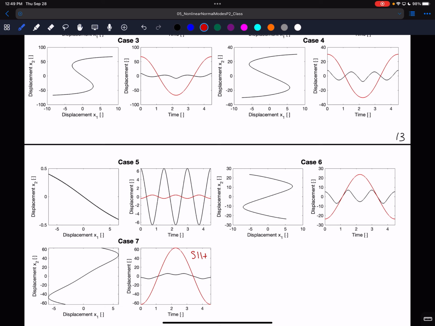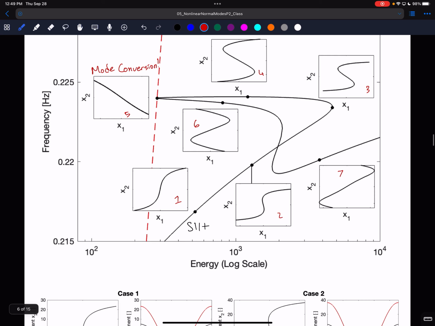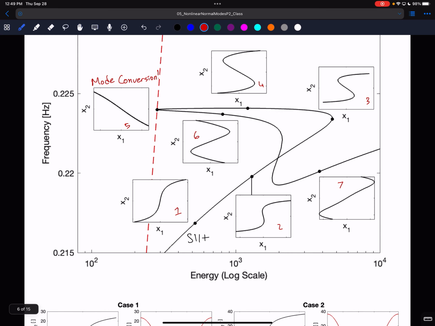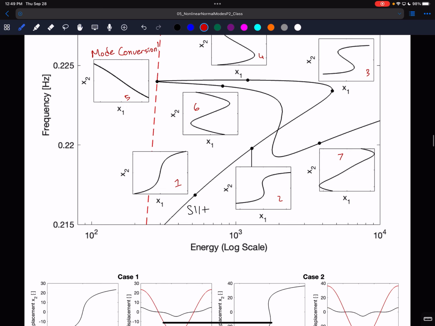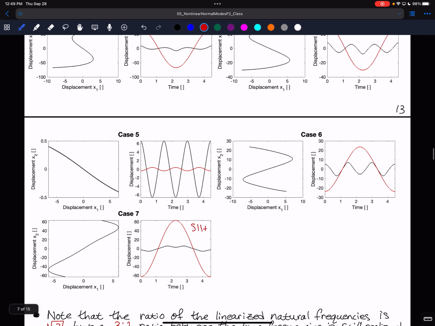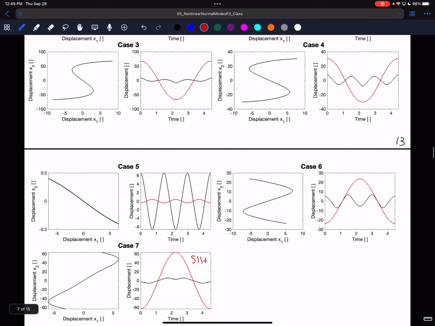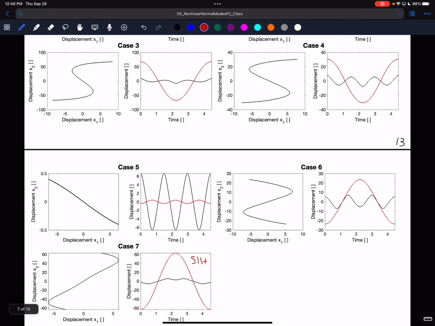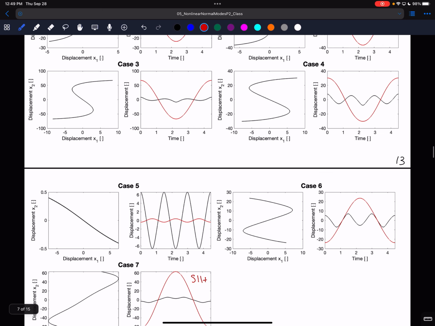Take a look now at case 6, and I'll just scroll up briefly. Case 6 is now on the lower branch of the S31 subharmonic tongue. And in this case, you can see that again we're getting 3 oscillations in mass 1 for every single oscillation or cycle in mass 2. However, in this case, unlike case 4, they are starting with opposite signs. And that's where I would say you could argue that the lower branch is S31 minus and the upper branch is S31 plus.